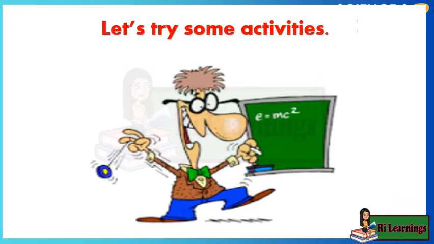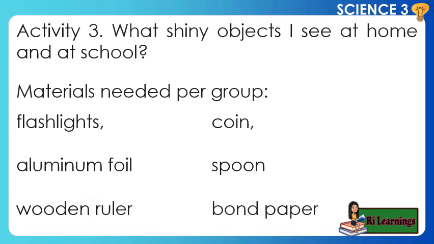Let's try some activities. Activity 3: What shiny objects do I see at home and at school? Materials needed per group: flashlights, coin, aluminum foil, spoon, wooden ruler, bond paper.